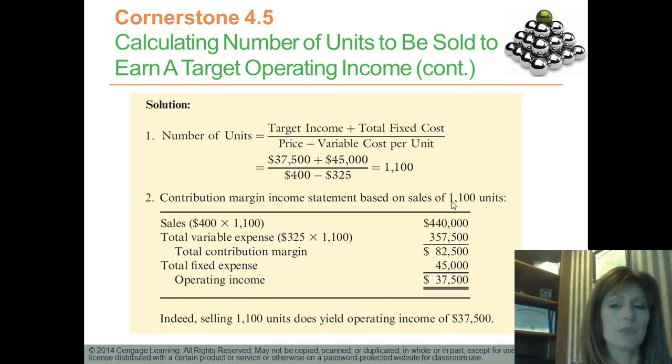Plug that back into our income statement and prove that yes, in fact, if we sell 1,100 mowers, we'll make $37,500. Again, I can always check my work.